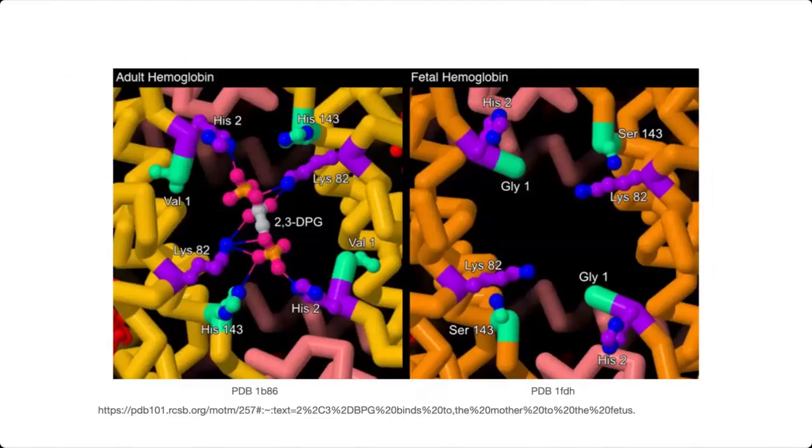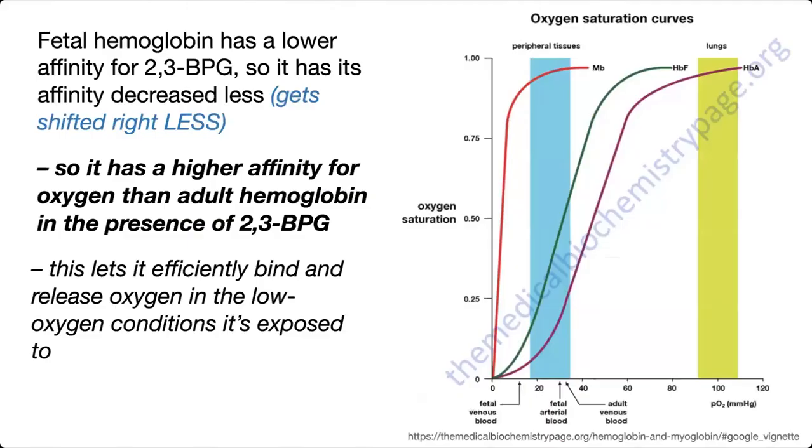2,3-BPG binds in that central channel between the beta subunits, or in fetal hemoglobin, the gamma subunits. In the gamma subunits, you don't have as many favorable salt bridges that can form, and so fetal hemoglobin has a lower affinity for 2,3-BPG. As a result, it's less affected by the 2,3-BPG, and therefore you basically get a left shift if you compare it to the adult.